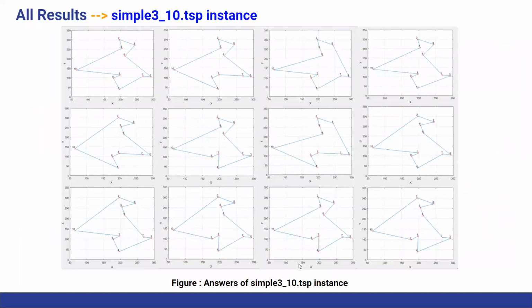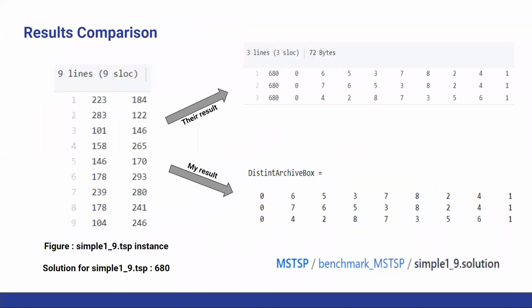And those are the multiple paths for the same TSP instance. When comparing my result with others, I have taken a simple 19 TSP instance. For that, here I can achieve the maximum level of optimal solutions like the published results.